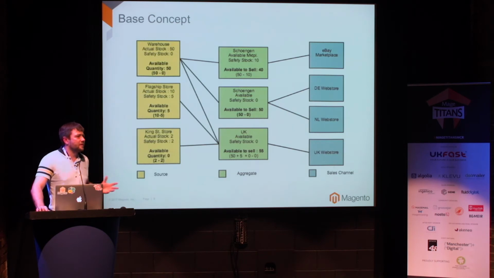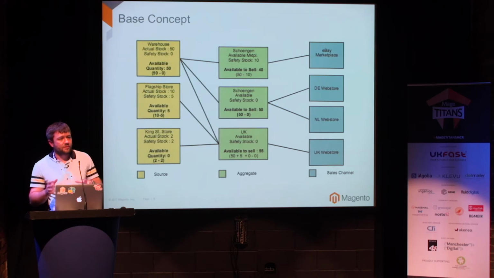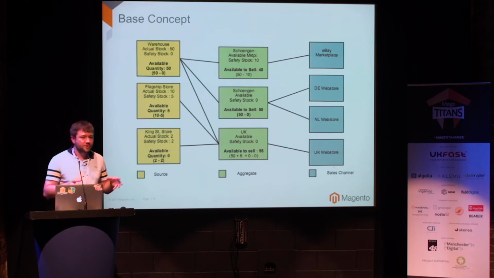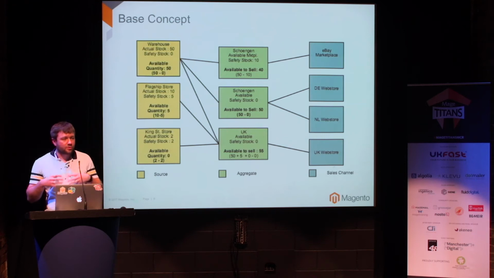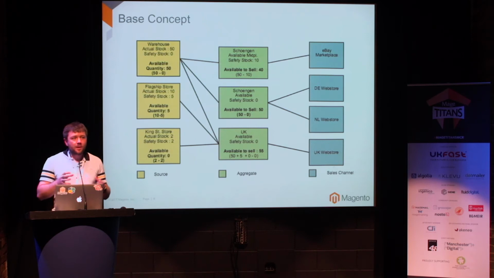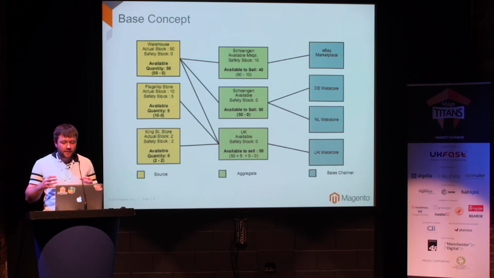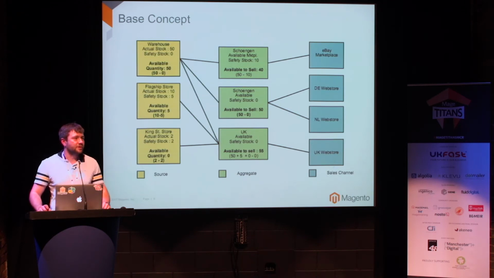So that's the base concept, where we have these yellow boxes which represent the sources, aka warehouses, and you have an ability to combine these sources into the stock. The stock represents some virtual aggregation, and the stock after that is assigned to the sales channel. The sales channel in this case is another extension point. The most obvious example of the sales channel in the Magento world is a website.